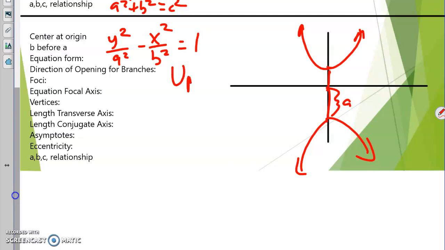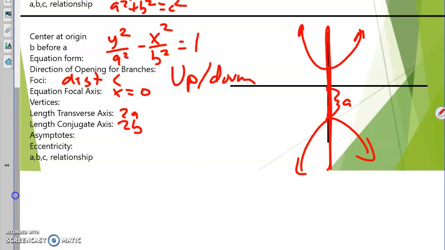So our branches are up and down in this case, and our foci are still at the distance c and on that axis. The equation of my focal axis is going to be the y-axis, which is x equals 0. Our vertices are going to be at plus or minus a distance. Transverse and conjugate axis are the same as before. And our asymptotes in this case, because of the other orientation, have the a over b slope. And again, same as the last one if we want to move that off the origin.